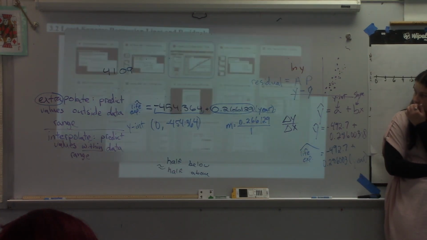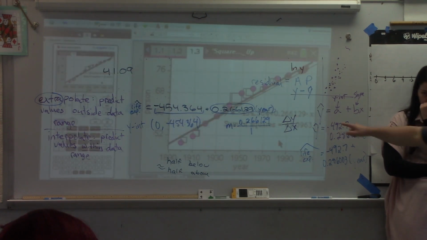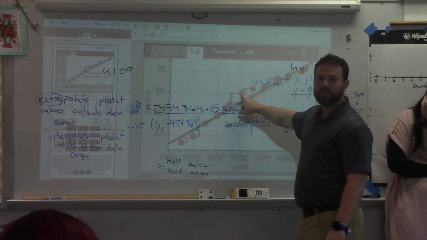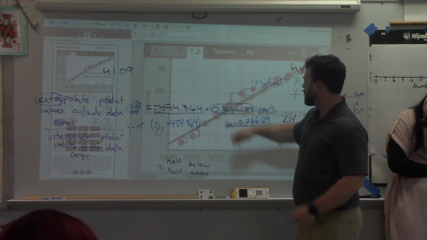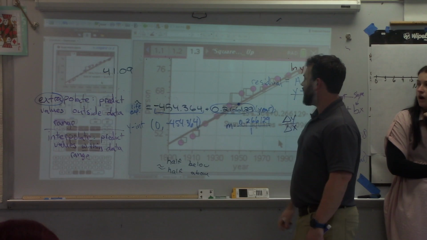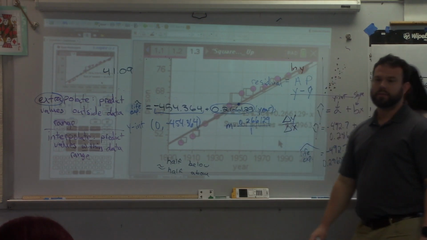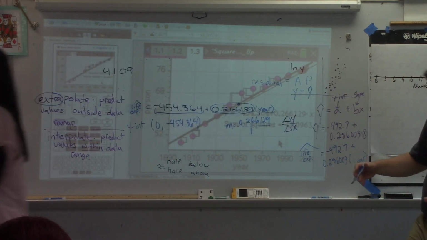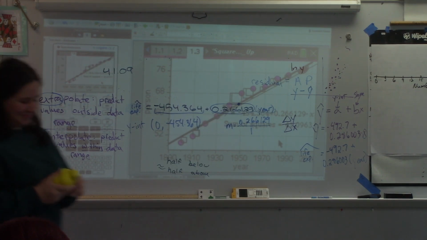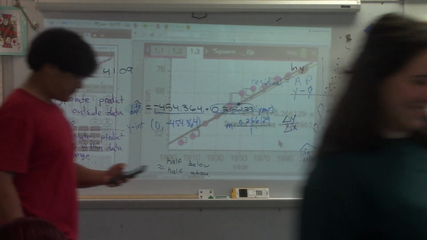If this is 1940, could I make a prediction for 1945 and it'd be pretty close to what it probably actually was? Sure. So when you interpolate, your predictions will be more accurate than if you extrapolate. When you extrapolate, your predictions are usually way off.